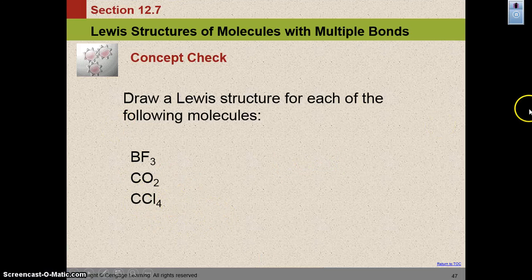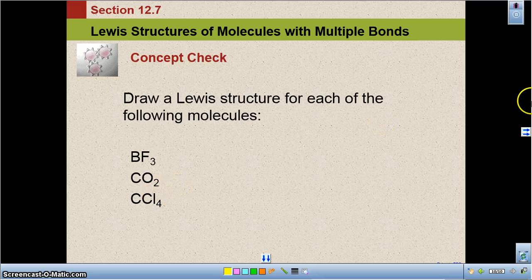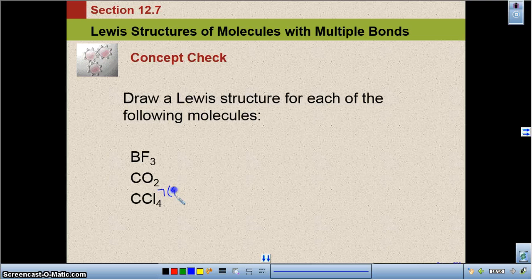Carbon tetrachloride. Pick up the pen instead of the highlighter. So chlorine has 7, and there are 4 of those, so there are 28 total. So we have lots of electrons we're dealing with. Carbon has 4, and there's 1 of those, so 28 plus 4, we should have 32 electrons.